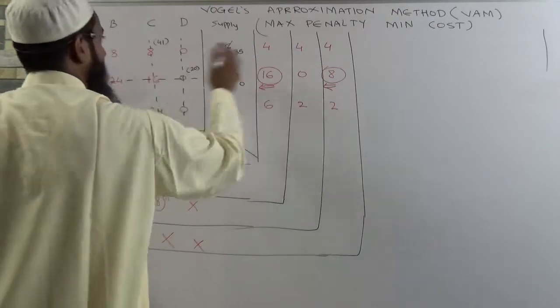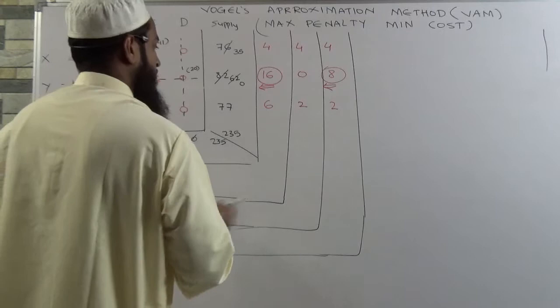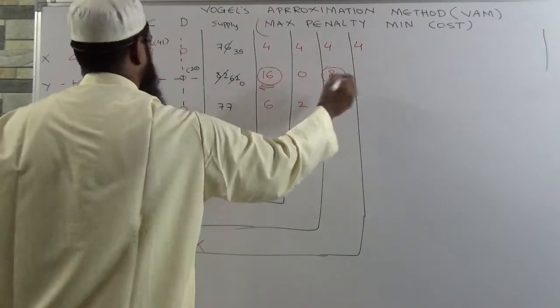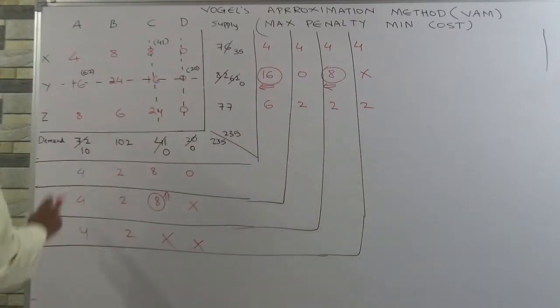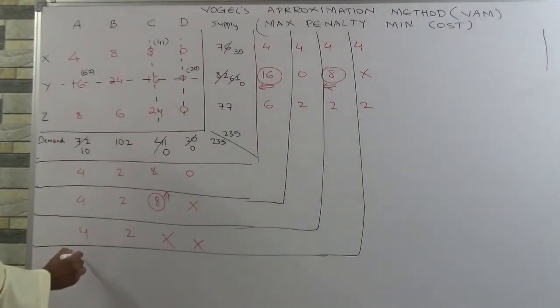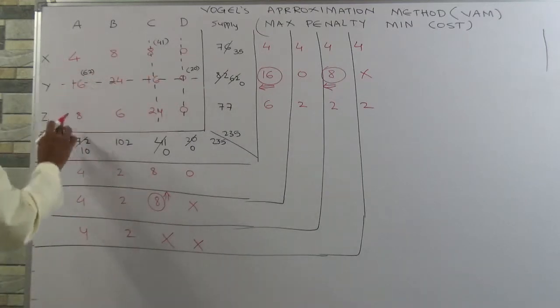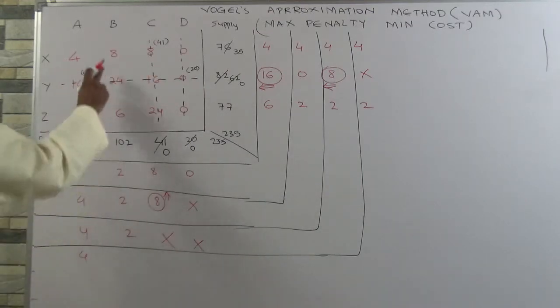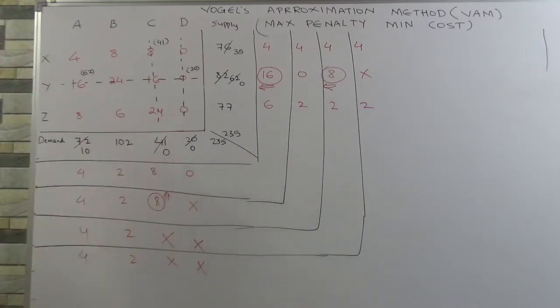So 4 and 8 is still 4. This is gone and this is 2. And over here 4 and 8, whatever is cancelled out, you have to ignore that. So 4 and 8 is 4. 8 and 6 is 2. Gone, gone. Now which is the max penalty? 4, 2, 4, 2. 4 is the max penalty.